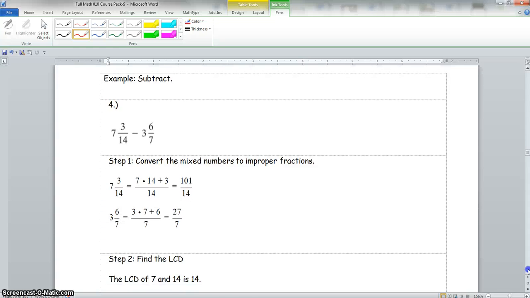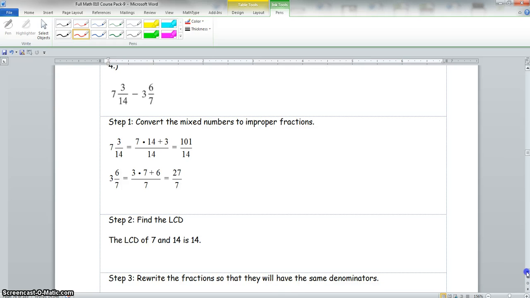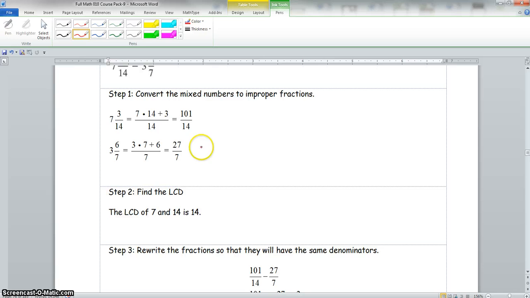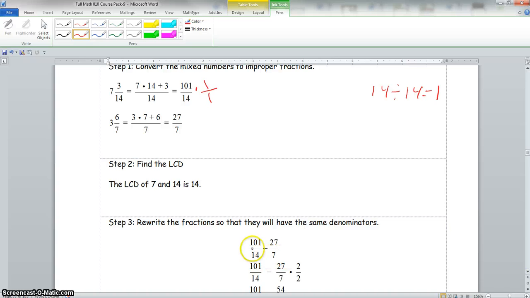Okay, now our common denominator is 14, which is the step 2. Now, again, we do the same thing we did before. We would say the new denominator, which is 14, divided by the old denominator. 14 divided by 14 is 1. So we would take this 101 over 14 and multiply the numerator and denominator by 1, which we see is what we have here. Well, let me scroll up a little bit. Which we have here.